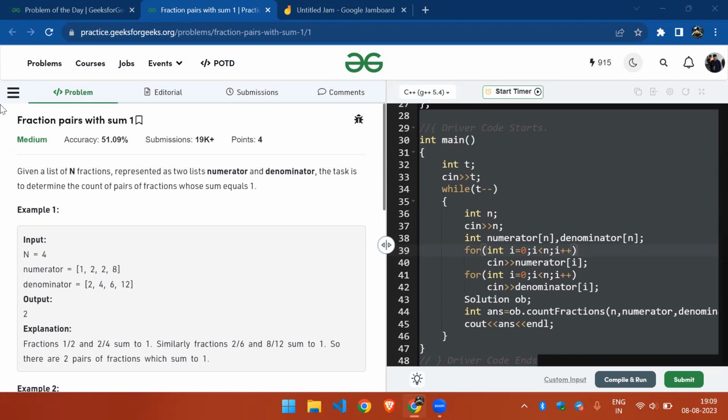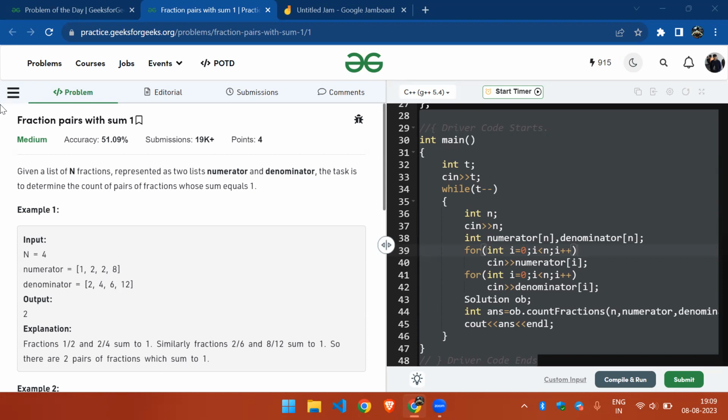Fraction pairs with sum 1. So in this problem we have been given a numerator list and a denominator list, and our task is to find which fractions have the sum equal to 1.